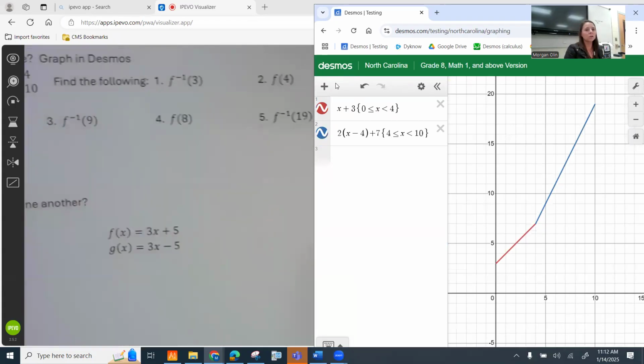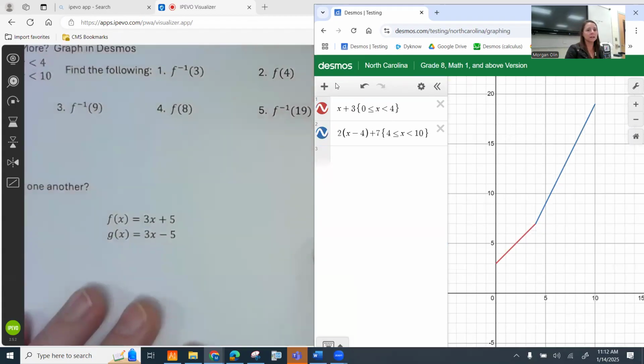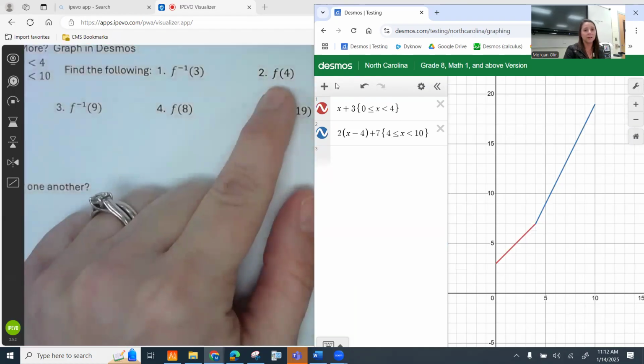Now, I want you to notice that on some of these, and I'm not going to necessarily start with number 1, we're used to finding f of 4.